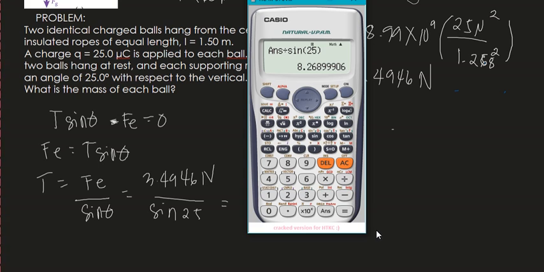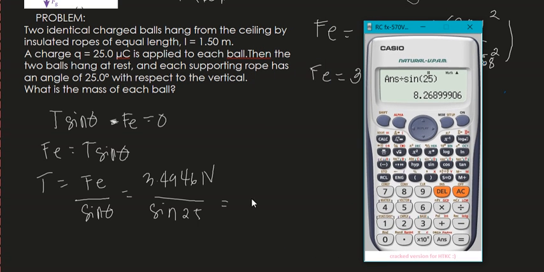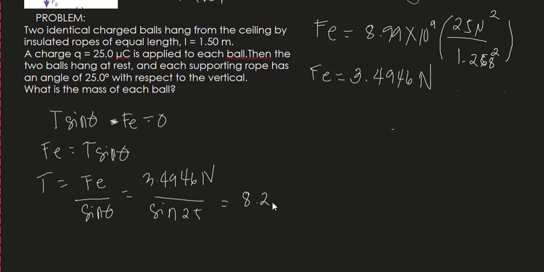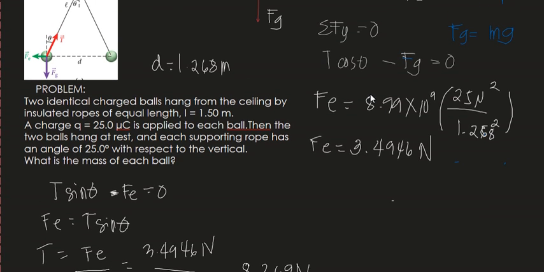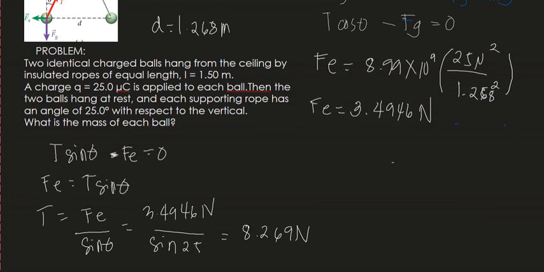So this is equal to 8.269 newtons. So this is the value of our tension or tensile force. So this time, since we already have the value of T, we can now solve the summation of forces along Y to get our FG.